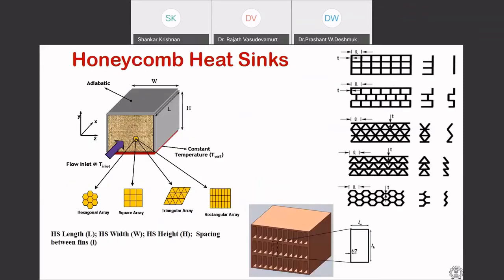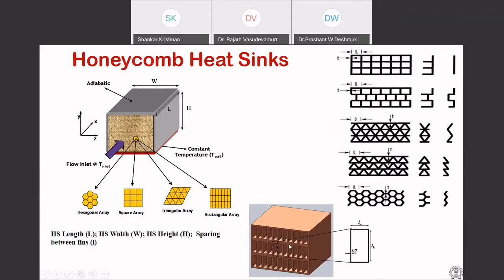So here's the array of ducts. What I mean by array of ducts: here's a functional volume for heat sinking. The heat source is placed at the bottom, and one example of a structure is shown here. The heat generating device is kept on the bottom plane, and it conducts the heat through these members, while these openings allow air to flow through them.